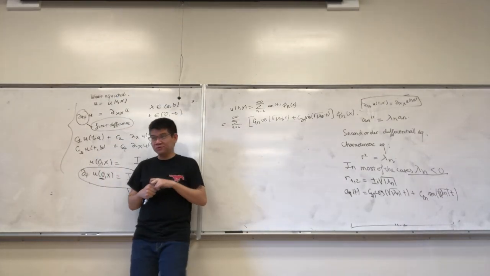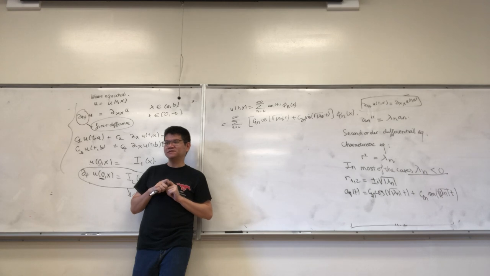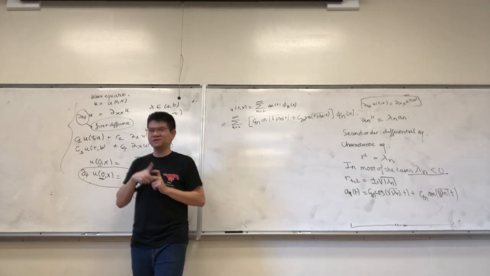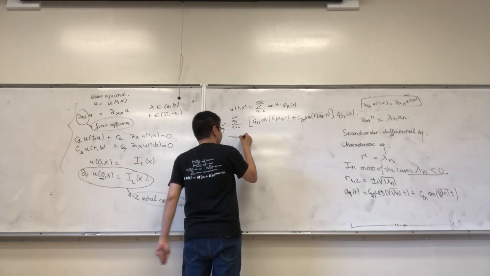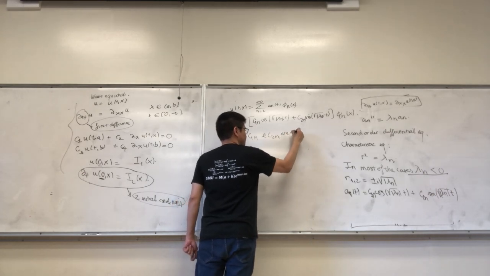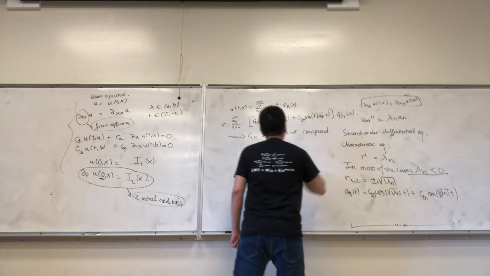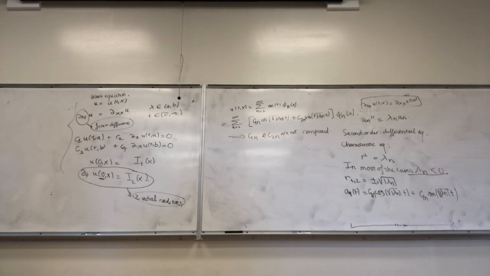Now what is not computed in this expression? Phi n is computed, because it's the eigenfunction. Lambda is computed, it's the eigenvalue. C1 and C2 are not computed. So how can I compute c1n and c2n?